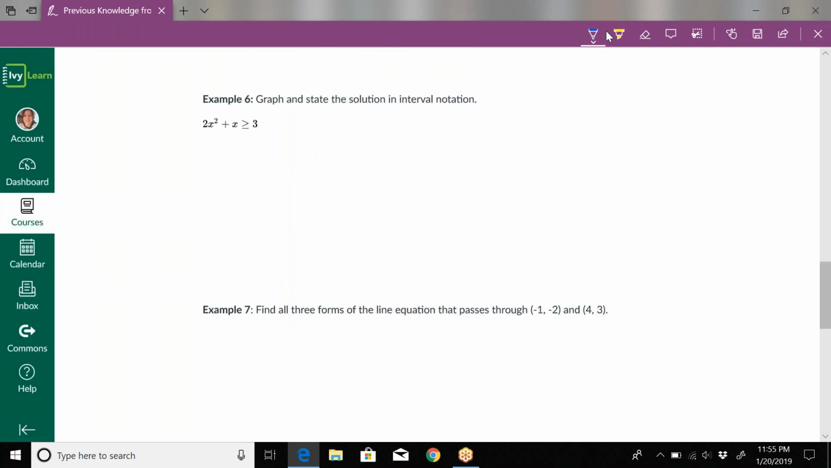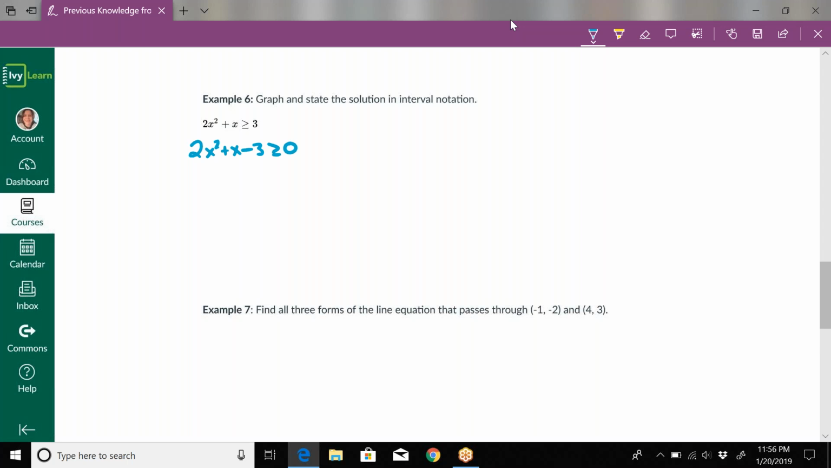All right, so the first thing I would do is get this so that all of the values and constants are on one side together. So let's subtract over that 3. So 2x squared plus x minus 3 is greater than or equal to 0.